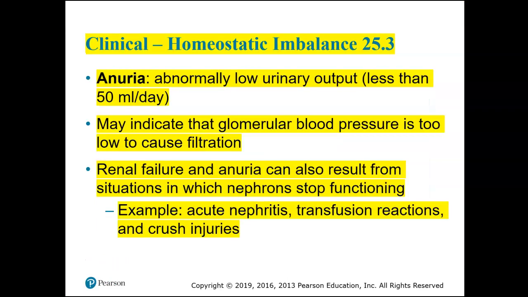All right, there's a clinical note here on a condition called anuria, which is abnormally low urinary output, less than 50 milliliters a day. Remember, we said that the average is 180 milliliters per day. So this may indicate that glomerular blood pressure is too low to cause filtration. It can lead to renal failure. So renal failure and anuria can also result from situations in which nephrons stop functioning. Examples are acute nephritis or inflammation of the nephrons, transfusion reactions, and crush injuries where the kidneys are crushed.